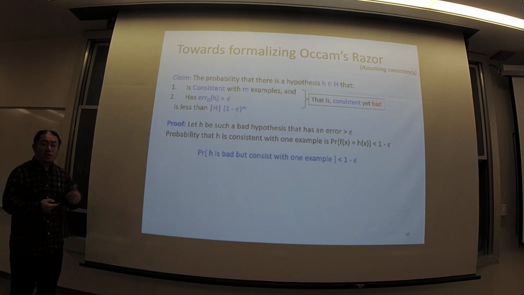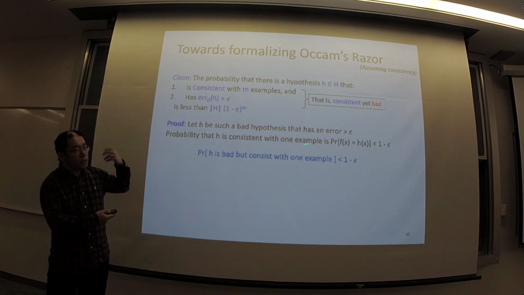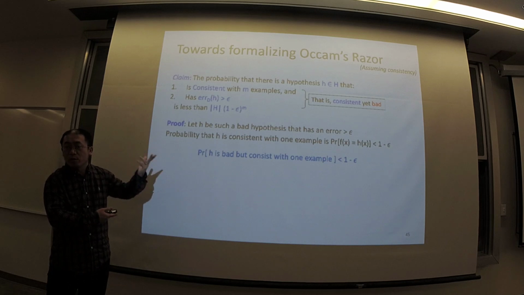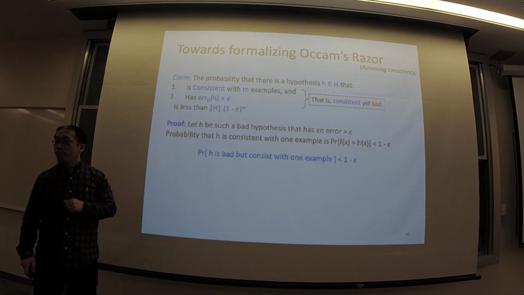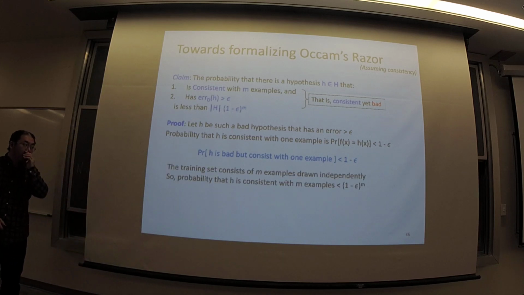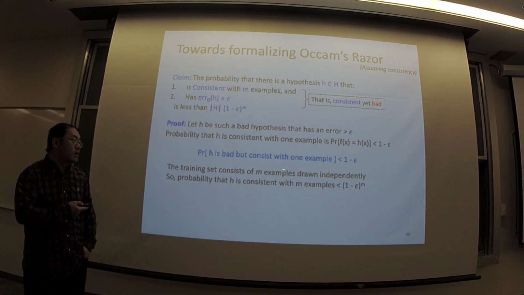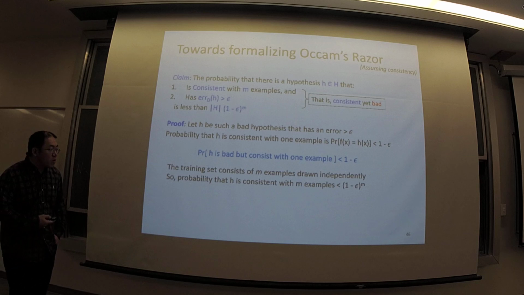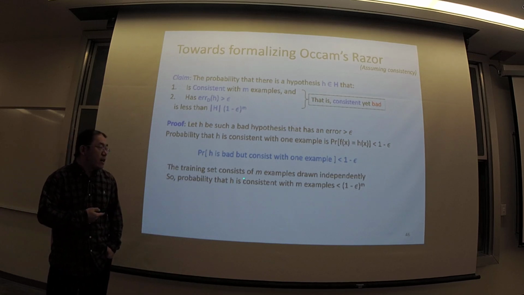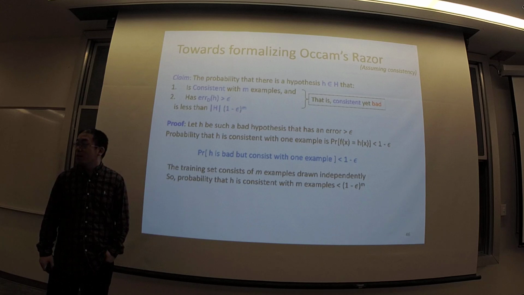So that means, for a specific hypothesis whose generalization performance is bad but consistent with one particular example sampled from the same data distribution D, the probability is upper bounded by 1 minus epsilon. Now, we know the training set consists of m examples drawn independently from the data distribution. Then the probability that this bad hypothesis H is consistent with all the m examples is upper bounded by (1 minus epsilon) to the power of m. Does it make sense?